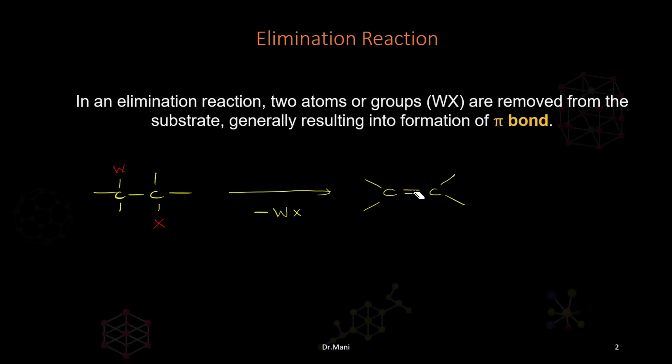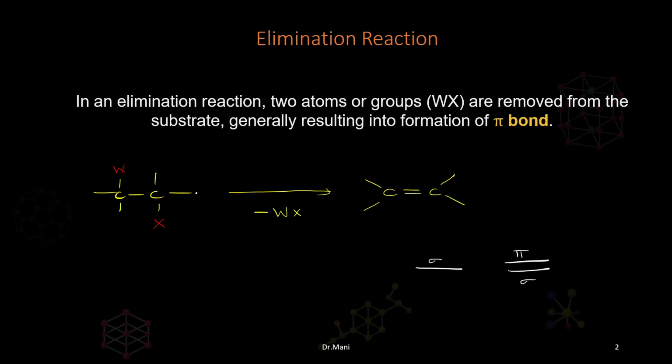Understood? So what is the meaning of elimination reaction? It's an organic reaction where you remove two atoms or groups, that is W and X, from the substrate molecule, and that results in the formation of a pi bond. We know what a pi bond is. Here the pi electrons are involved. If it is a single bond, it is sigma. If it is a double bond, one is sigma and the other one is pi. So here a pi bond is formed between the two carbons.